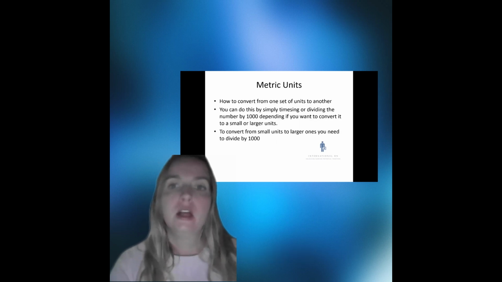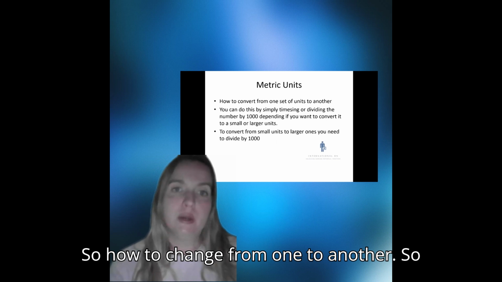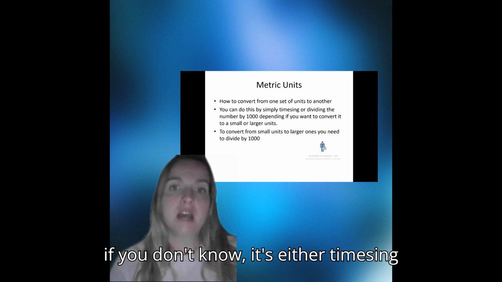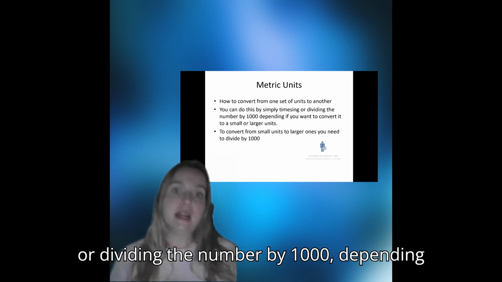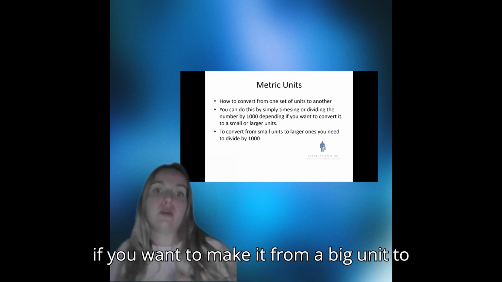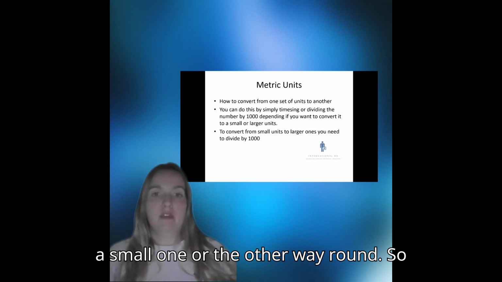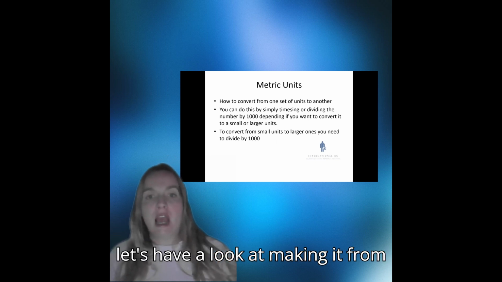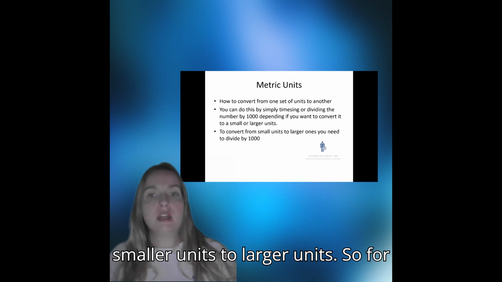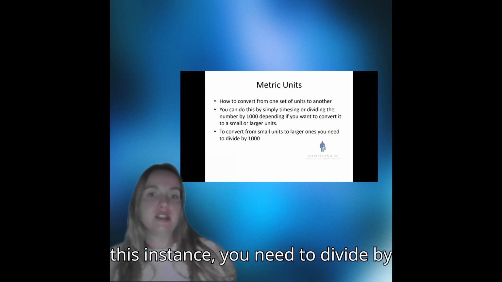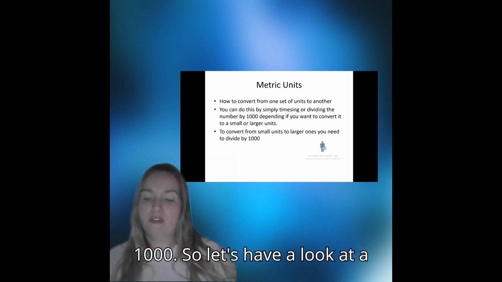Okay. So how to change from one to another. So if you don't know, it's either timesing or dividing the number by 1,000, depending if you want to make it from a big unit to a small one or the other way round. So let's have a look at making it from smaller units to larger units. So for this instance, you need to divide by 1,000.